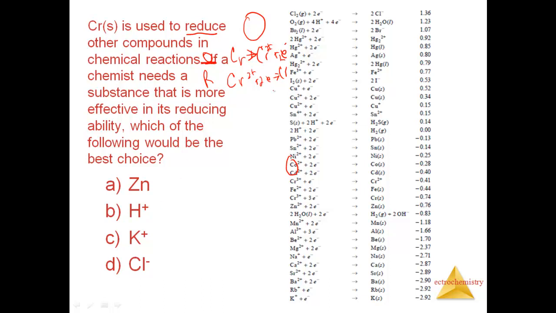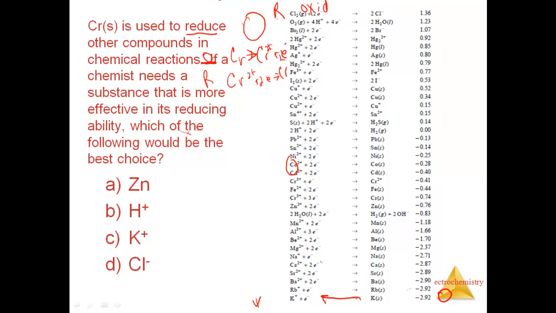So because the more positive standard reduction potential is at the top of the table, because it's reducing, those are going to be strong oxidizing agents. Okay, and at the bottom of the table, they are going to go this way, and they are going to be oxidizing, and therefore they are strong reducing agents. So the stronger reducing agents are at the bottom of the table.